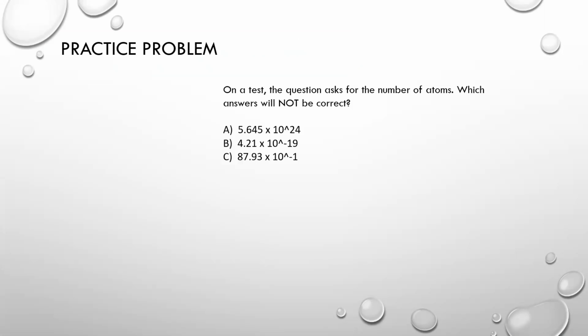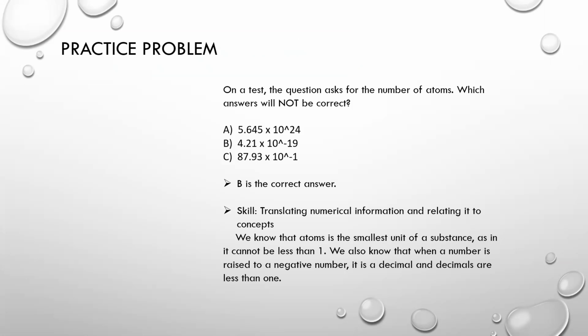So this is a practice problem. On a test, a question asks for the number of atoms, and asks which answer will not be the correct answer. I'll pause for a second. If you answered B, then that is the correct answer. Why is that? The skill here is translating numerical information into concepts. We know from conceptual knowledge that an atom is the smallest unit in any substance. It cannot be further divided, so the number of atoms cannot be less than 1. If we look at B, it is 3.21 times 10 to the negative 19th, which is a negative number.